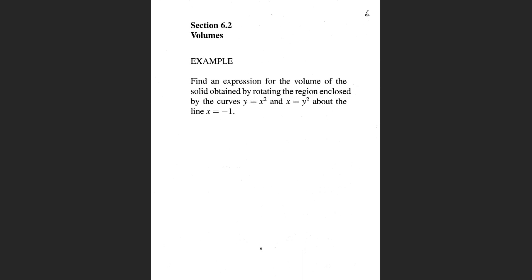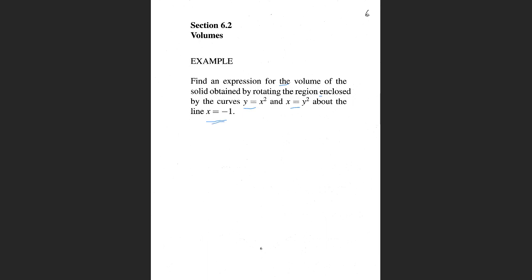Okay, so another example here. Now this time we're going to find an expression for the volume of the solid obtained by rotating the region enclosed by the curves y equals x squared and x equals y squared about the line x equals -1.